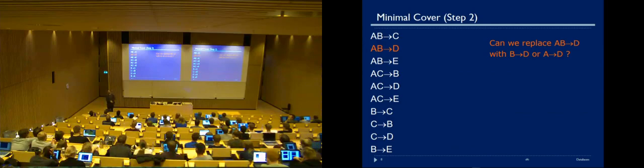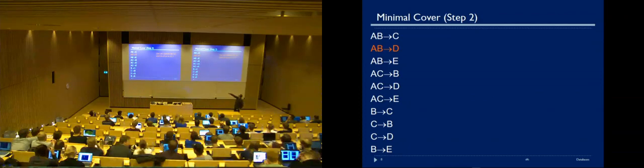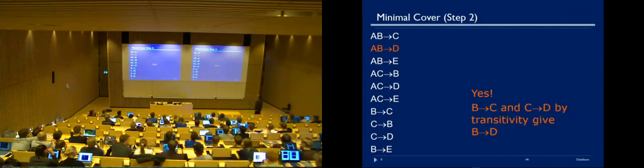Thank you. I think that's a good point. So B determines D. With a little bit of inspection, we can find out that B determines C, then C determines D, so by transitivity, B determines D. So that's one approach. So yes, indeed. Thank you for the answer.